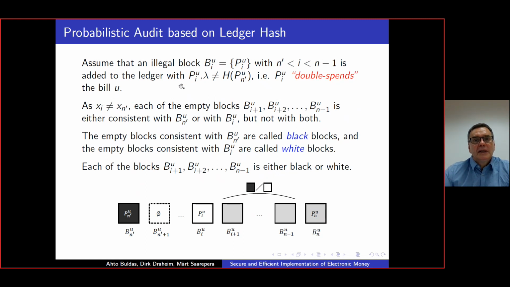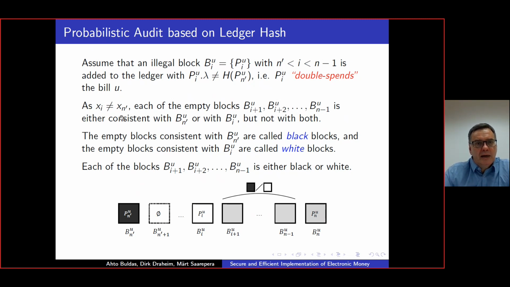Assume now that you are using the ledger hash concept and an illegal block is added to the ledger. So we have a payment P_UI that incorrectly refers to the previous payment. So maybe not exactly the previous one, but maybe an older one. So we can also say that this payment double spends the bill U.